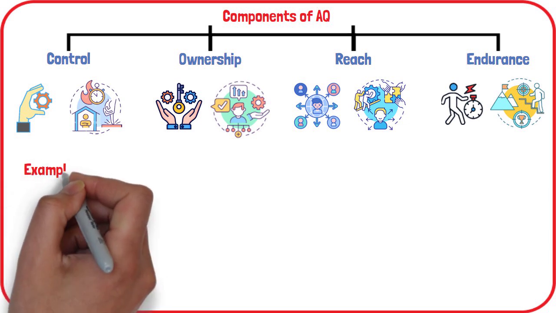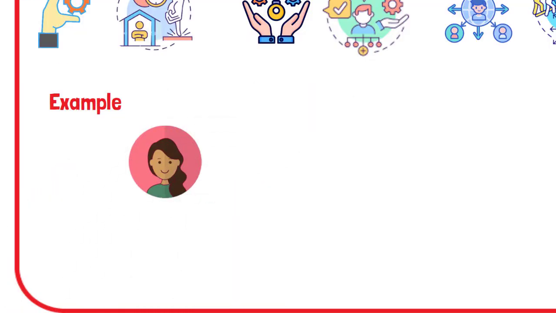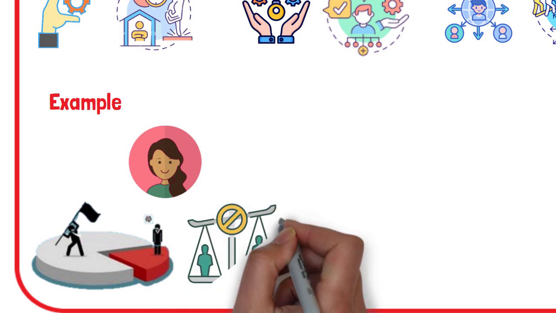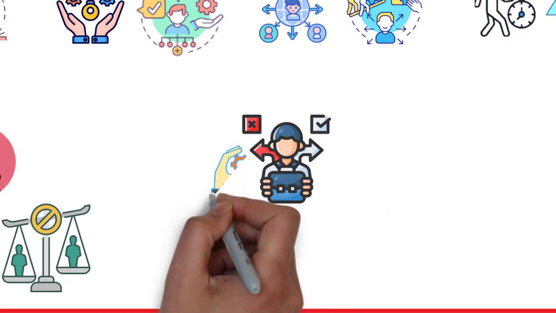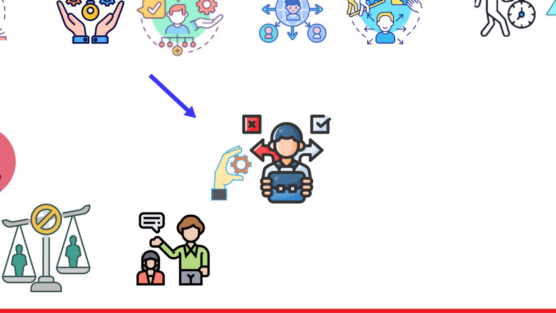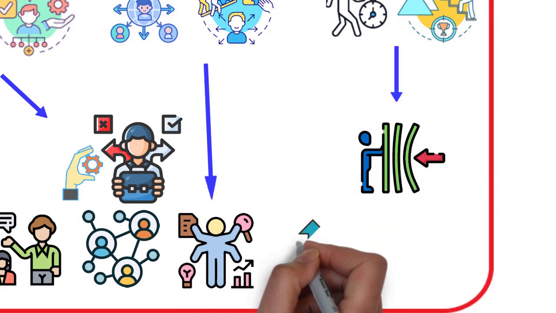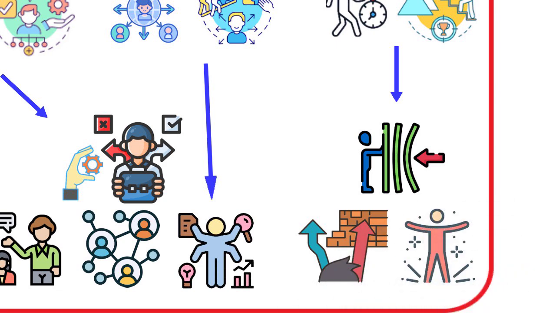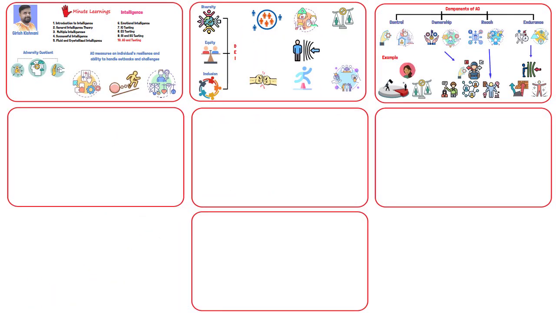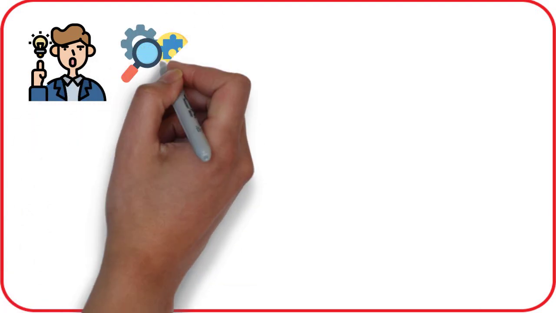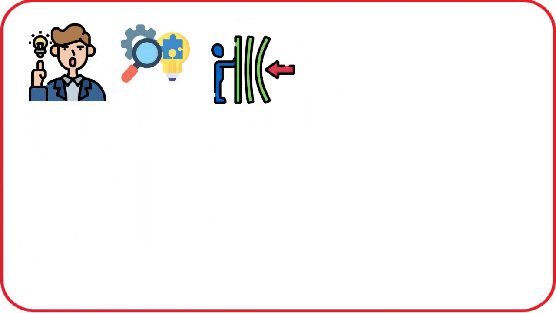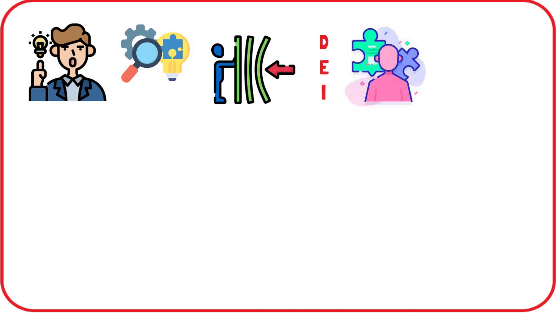Example: consider a woman of color in a male-dominated industry. Despite facing bias, she demonstrates a high AQ by taking control of her career through mentorship, networking, and skill development. Her resilience helps her navigate obstacles and achieve success. Understanding and developing AQ is essential for fostering resilience in DEI initiatives. By enhancing AQ, individuals can effectively tackle challenges, contributing to a more equitable society.